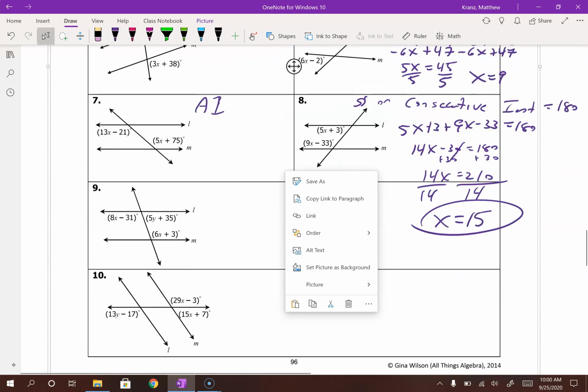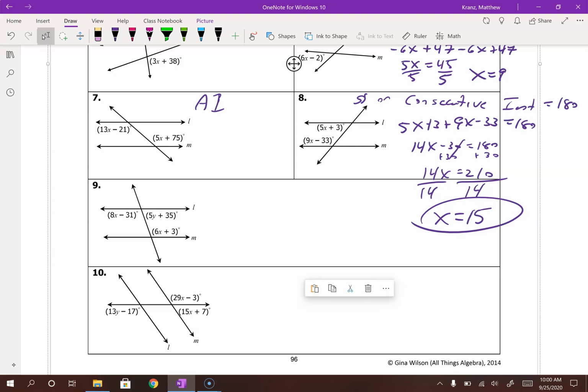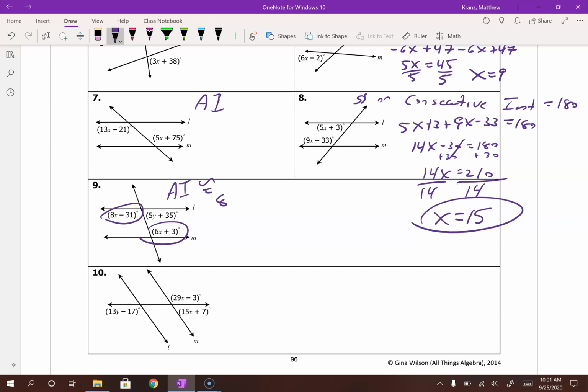All right, now how do we tackle 9 and 10? Well, the thing is, this one is a y, and these ones are two x's. So we can do the x's first, then solve for y. I see that my two x's are alternate interior, so they are congruent. Alternate interior are congruent. So 8x minus 31 equals 6x plus 3. So when I minus my 6x, I get 2x. When I add 31, I get 34, and I divide by 2, I get x is 17. So I got my x is 17.